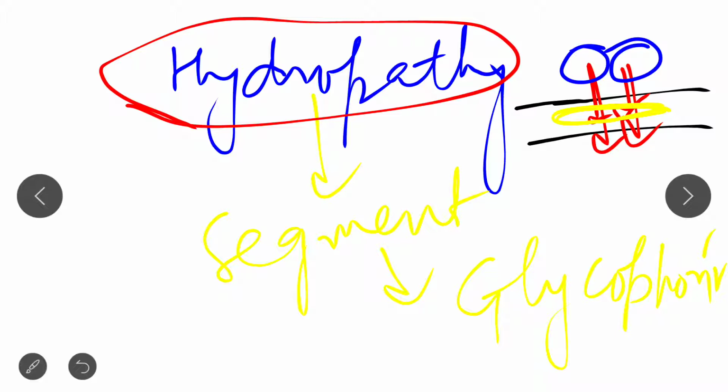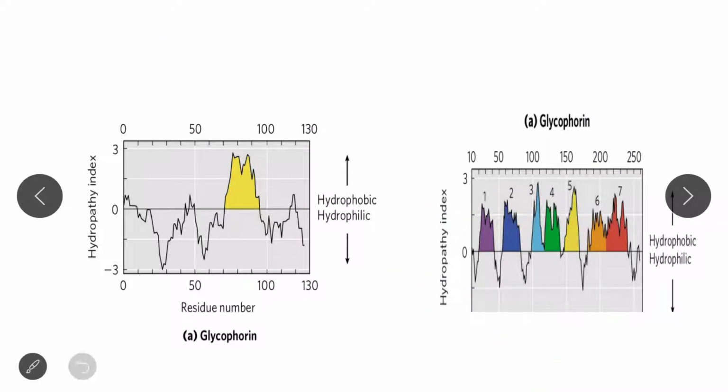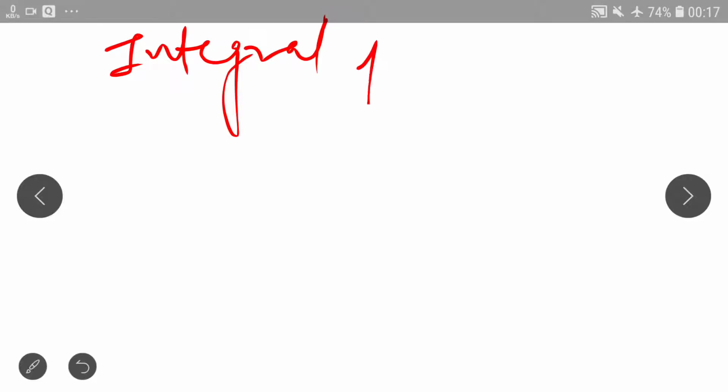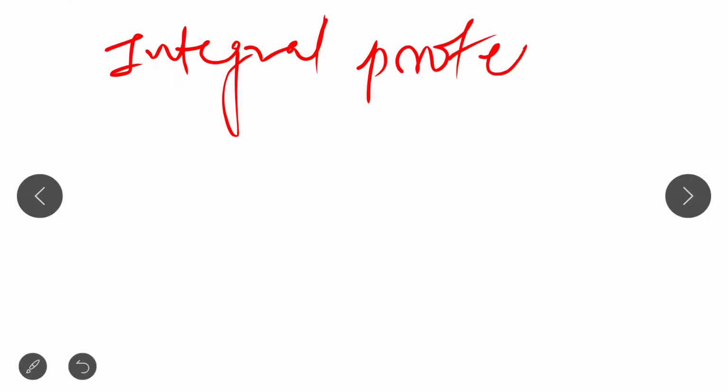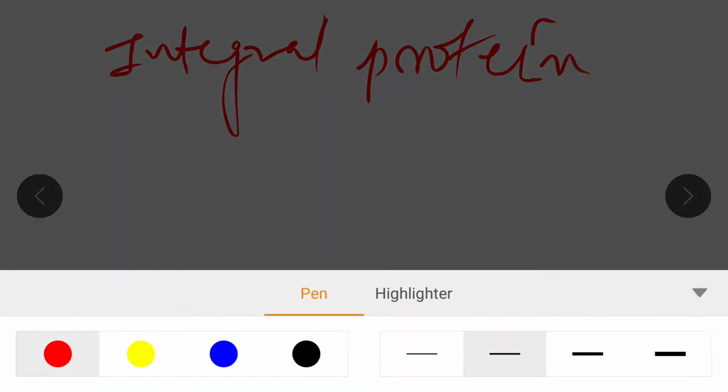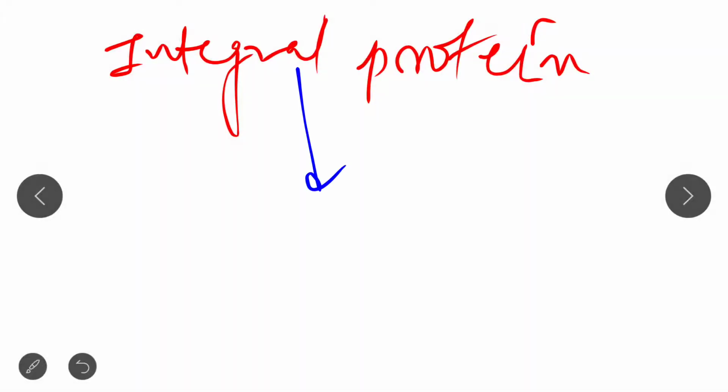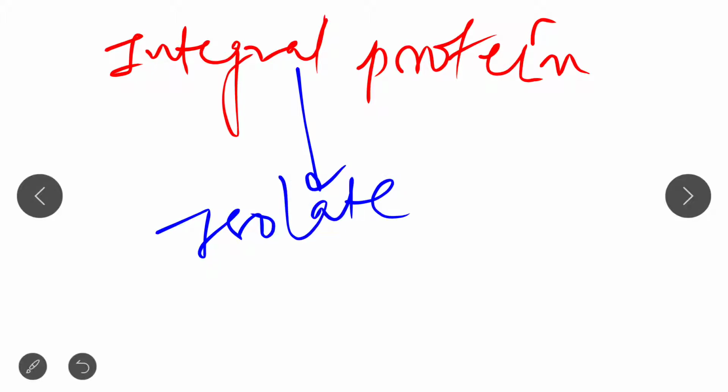So what do we have to do for this? First of all, we have to isolate an integral membrane protein. We have to isolate this protein. And how can you isolate an integral membrane protein?